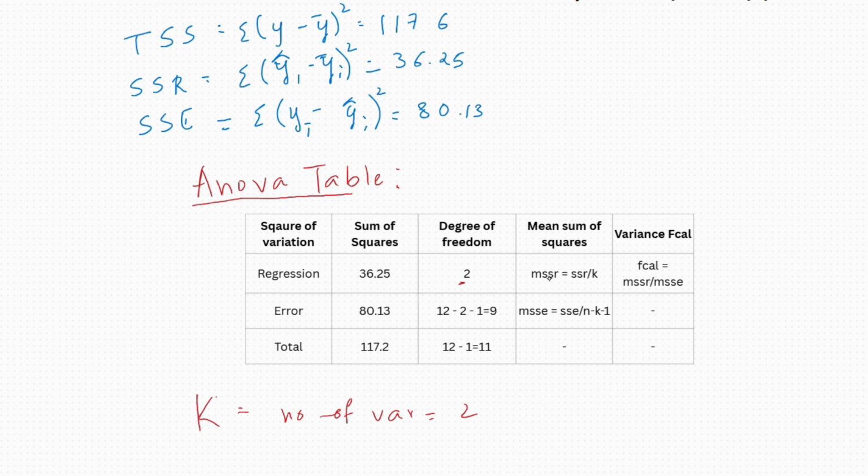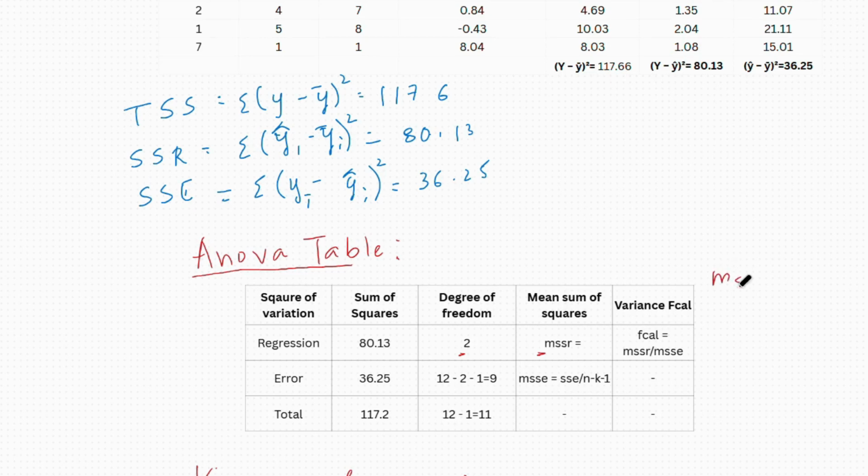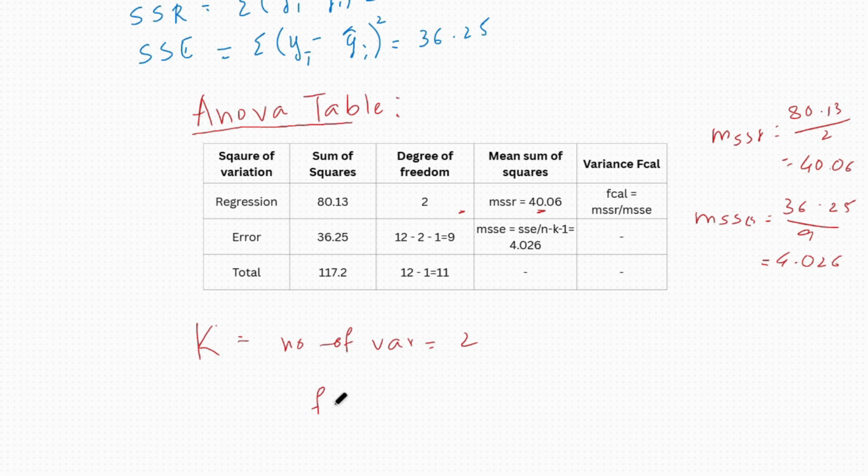Now let's calculate the value of MSSR. MSSR is equal to 80.13 by 2, which is 40.06, and MSSE is SSE by its degrees of freedom, 36.25 by 9, which gives us 4.026.